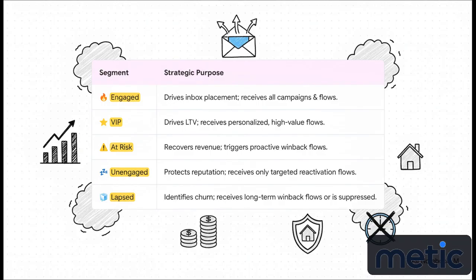Okay, so let's just put it all together for a second. This table sums up the strategic job of each bucket perfectly. Your engaged group drives you into the inbox. VIPs drive customer lifetime value. At risk is all about recovering revenue. And then unengaged and lapsed, they're your defense. They protect your reputation. See? Every single segment has a very clear job to do.